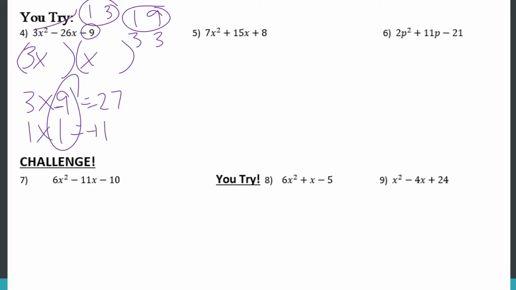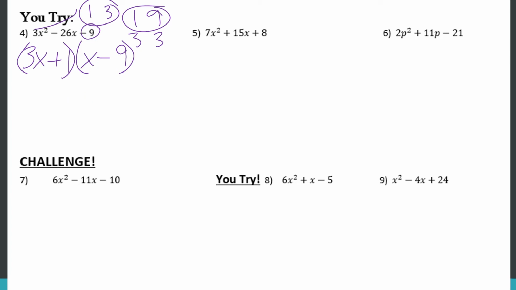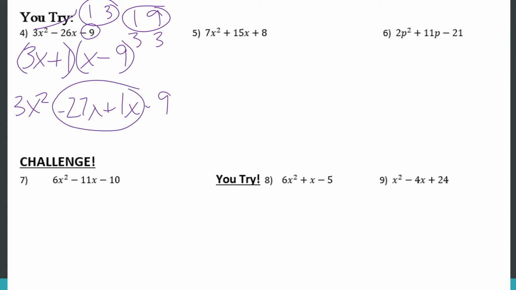And I want the 9 to be multiplied by the 3, so that has to go in the opposite parentheses. So minus 9 here, and then plus 1 here, and that is the final answer. Again, if you check that by distributing it out, you get 3x squared minus 27x plus 1x minus 9. So my front and my back term are right, and then these two combine to give me that negative 26x. So that is the final answer there.